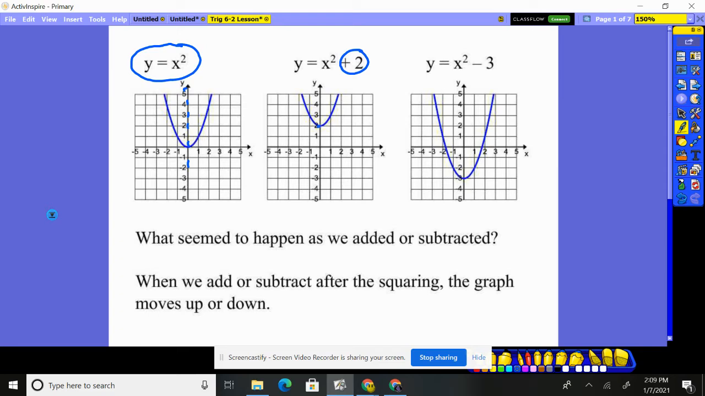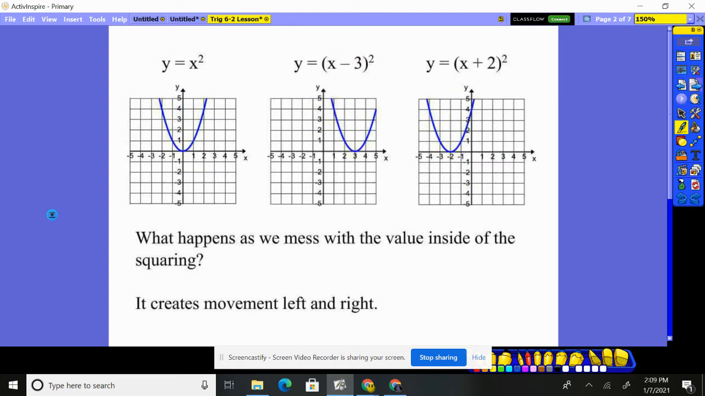That's what happens. Now, in this situation, if we add 2 or subtract 3, it makes movement up and down. That's what happens, okay? That's when we add or subtract from the squaring piece. From the squaring piece. That's different than this.